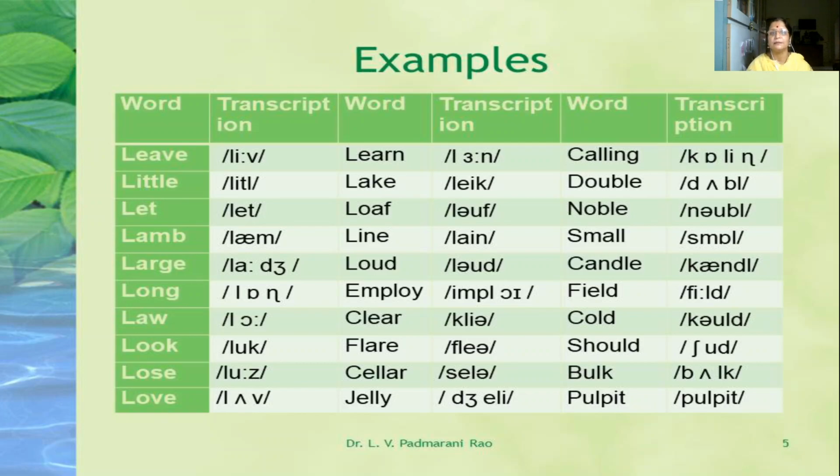D-O-U-B-L-E, double. N-O-B-L-E, noble. Now, wherever you find the words ending with L, as we discussed already, the L sound functions as the syllabic consonant. And so, it cannot be double, but it is double. Noble. Small, S-M-A-L-L, small. C-A-N-D-L-E, candle. The same logic applies here also. It is not candle, it is candle.